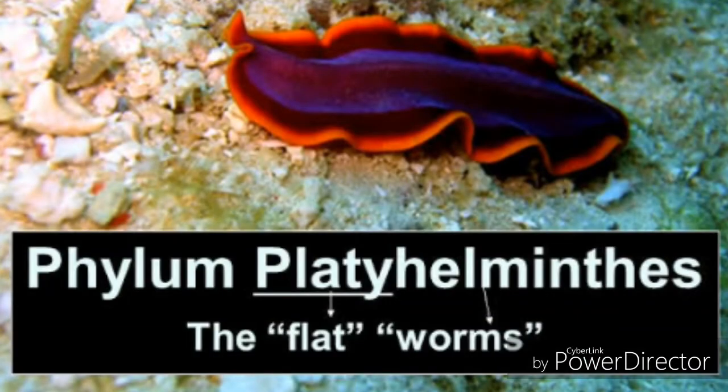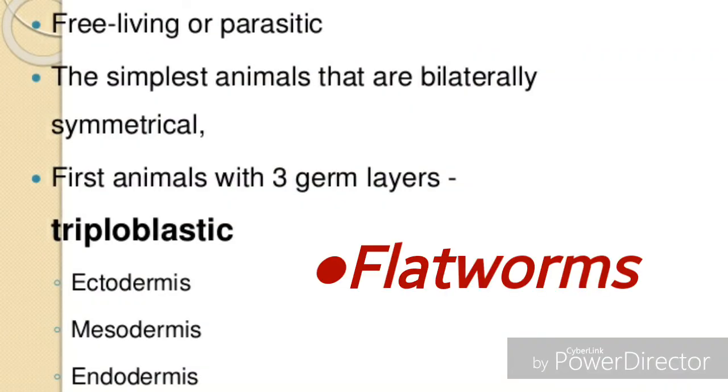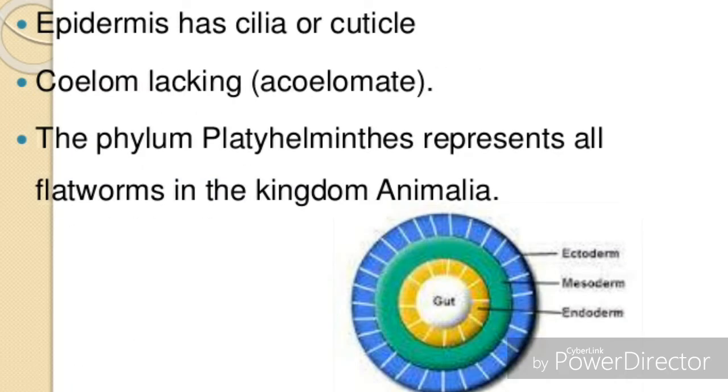The third invertebrate phylum is Platyhelminthes. These are also called flatworms. The characteristics of flatworms are they are free-living or parasitic. They are simplest animals that are bilaterally symmetrical. It means when you cut the body vertically into 2 equal halves, right side pattern and left side pattern will be similar. And flatworms are triploblastic animals. Their body contains three germ layers, that is, outer ectoderm, middle mesoderm, and inner endoderm.